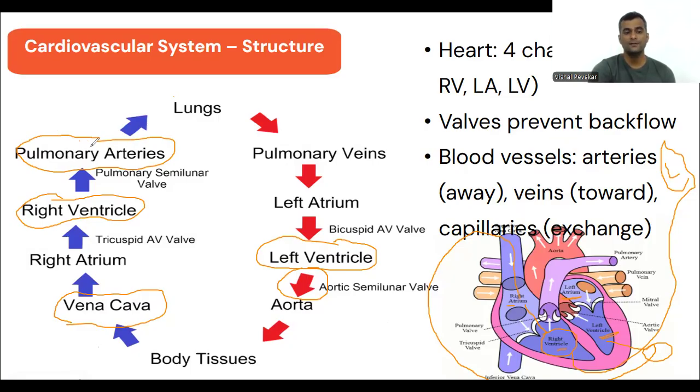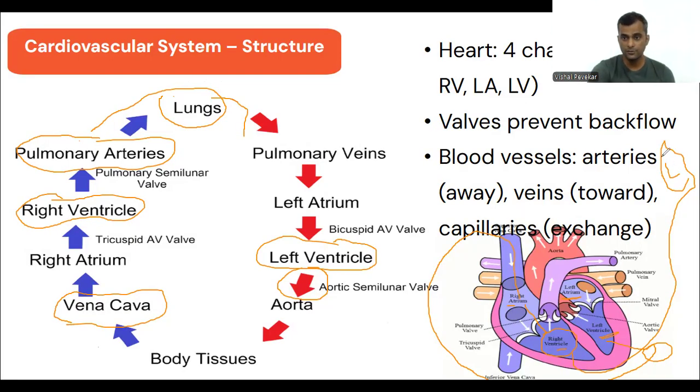99% of the time, your arteries will always have oxygenated blood, except for this pulmonary artery, right? So now this deoxygenated blood will go to the lungs where the gas exchange is going to happen, right? So now the carbon dioxide will be taken out from the blood and in return, it will be replaced with oxygen, right? So now this oxygenated blood will not go to the body directly, right? It has to come back to the heart again.